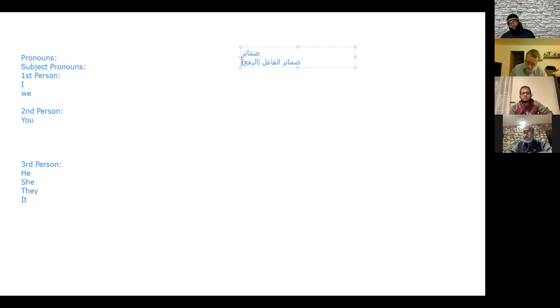The reason why in English it just says subject pronouns is because in English, every sentence has a verb. There is no sentence in the English language without a verb. It just doesn't exist. In Arabic, however, we have جملة اسمية and جملة فعلية. This is something we talked about, I think, in the first or second lesson.